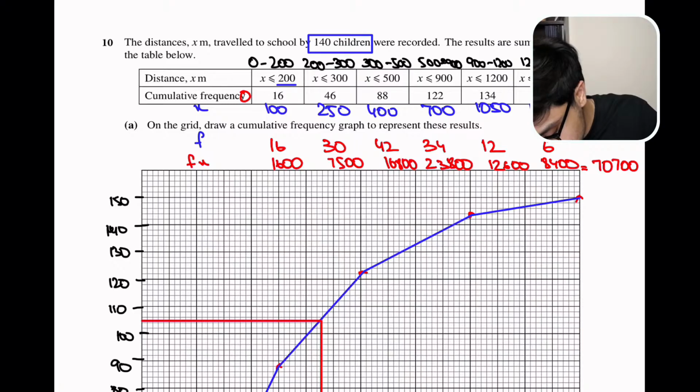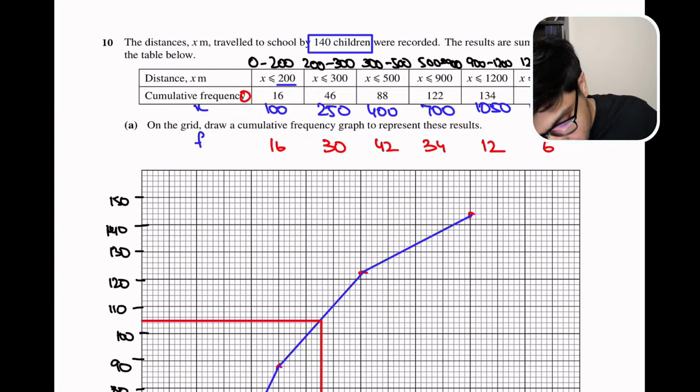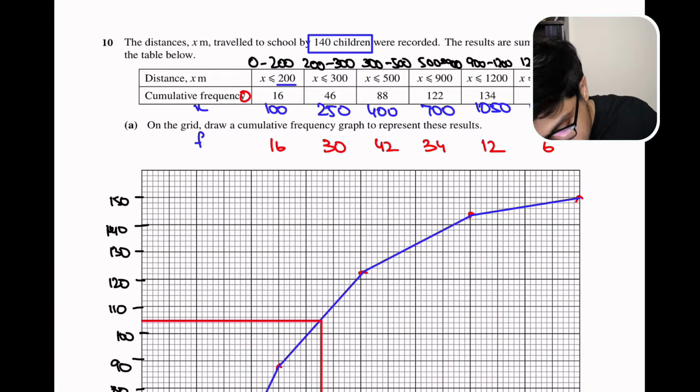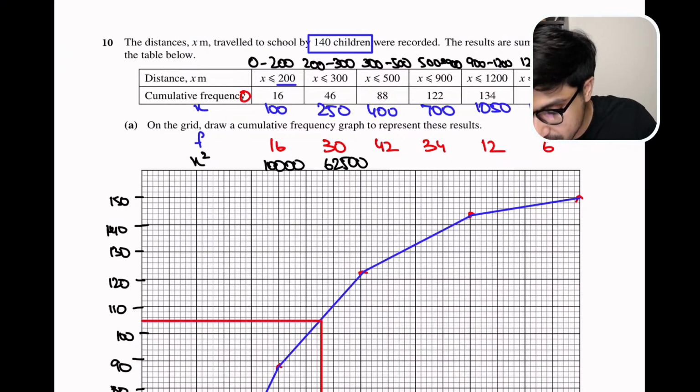So if we have to figure out the x square values, let's just figure that out first of all. It is going to be something like this, right? X square. So 100 square is going to be 10,000. Then 250 square is going to be 62,500. Then 400 square is going to be 160,000, right?